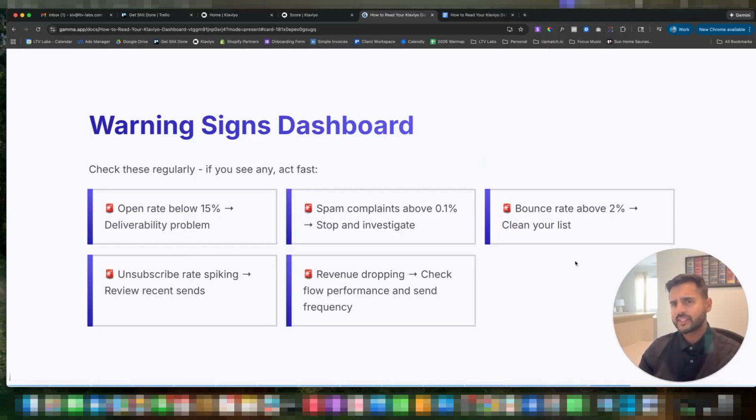Last but not least, just the warning signs dashboard. Check these metrics regularly, and if you see any, then you want to act fast, right? Open rate below 15%, deliverability problem. Spam complaints above 0.1%, stop and investigate. Bounce rate above 2%, go ahead and clean your list. Unsubscribe rate spiking, review your recent sends. And revenue dropping, check flow performance and send frequency, right?